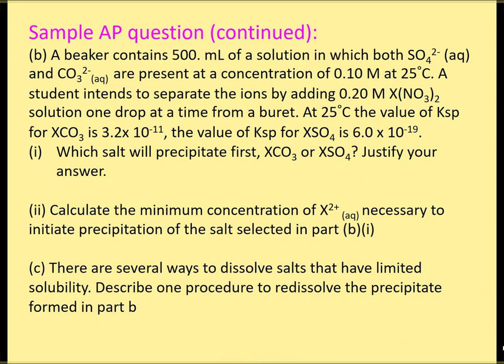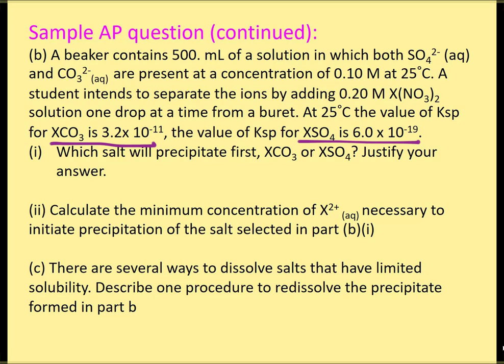Okay, let's continue on. So it says a beaker contains 500 milliliters of a solution, and there's sulfate ion and carbonate ion in there, and it gives their concentrations. And it says a student intends to separate the ions by adding 0.2 molar of the X(NO3)2, so a nitrate of that metal, and add it 1 drop at a time from the burette. And that does give us the Ksp value of both of the precipitations that may form. And it says which salt will precipitate first, the carbonate or the sulfate, and justify your answer.